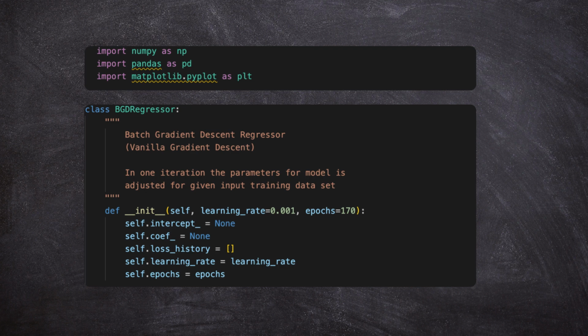We create a class called BGDRegressor. This class will implement our batch gradient descent model. Inside the class, we define an initializer, the __init__ method, where we set the default values for the learning rate and number of epochs. The learning rate controls how big each step of gradient descent will be, and the epochs define how many times we will iterate over the dataset to update the parameters.